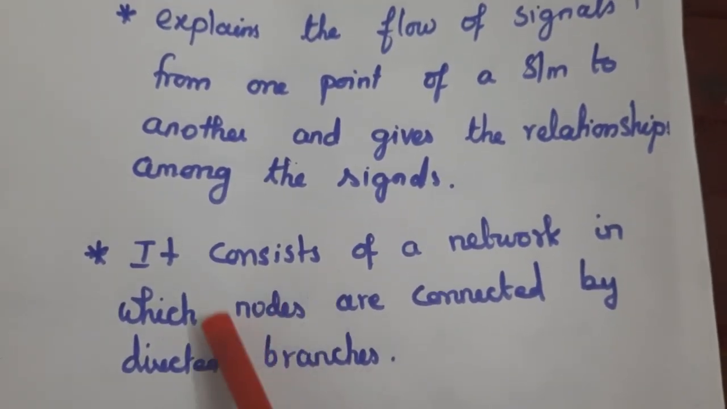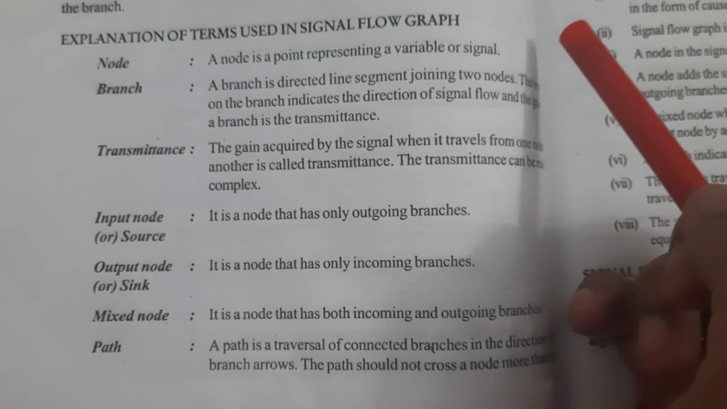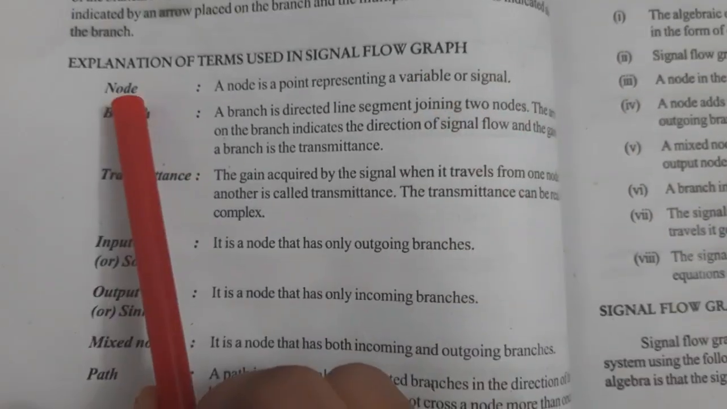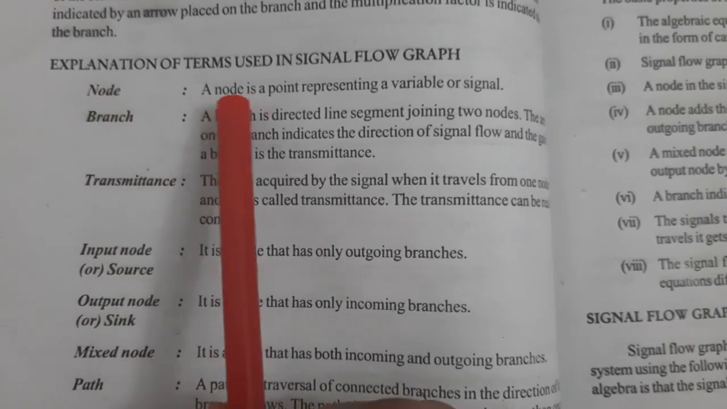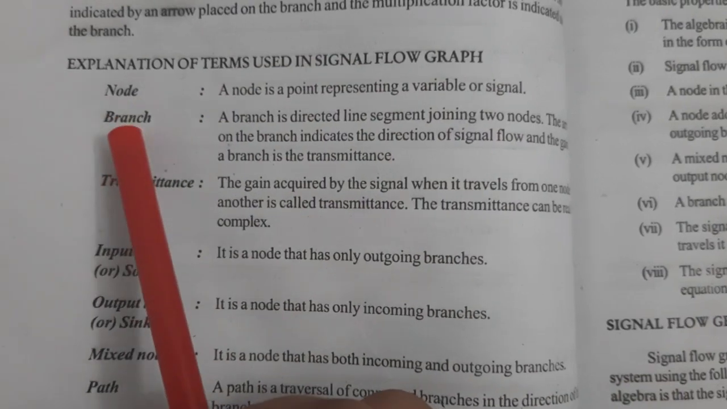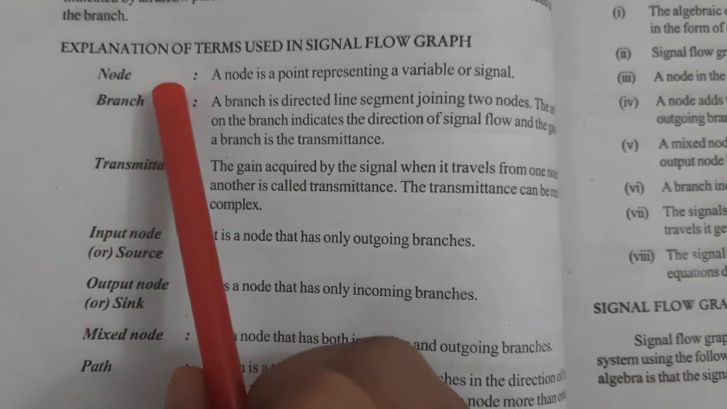Next we see what is a node and what is a branch. Now we see the explanation of terms used in signal flow graph. First one is node. Node is nothing but the variable or signal. So a node is a point representing a variable or signal. Next one is branch, and a branch is nothing but a joining line of two nodes.